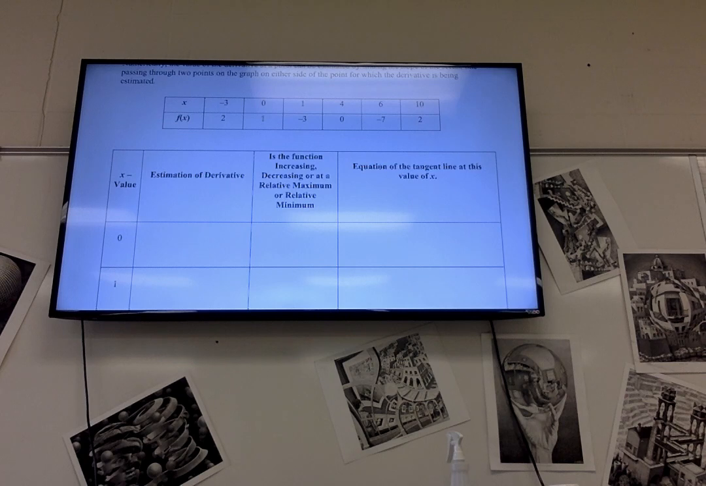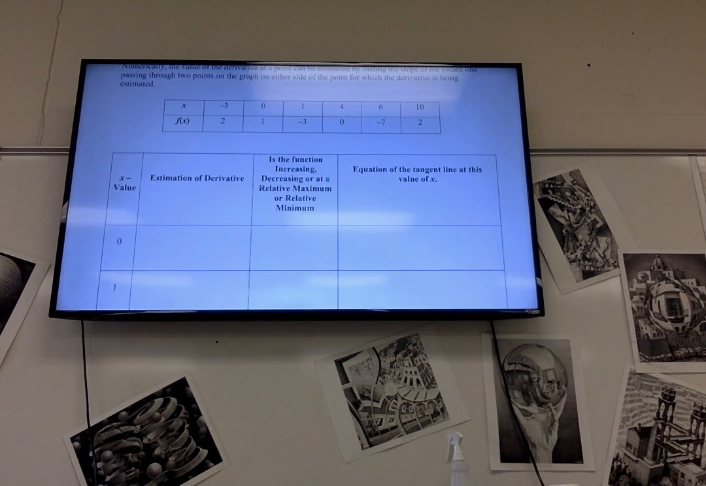Okay, so estimation of the derivative. If you have a table and you're trying to find the estimation of a derivative around a point, for example, this 0, what you would do is use the point to the left and the point to the right to approximate the derivative.